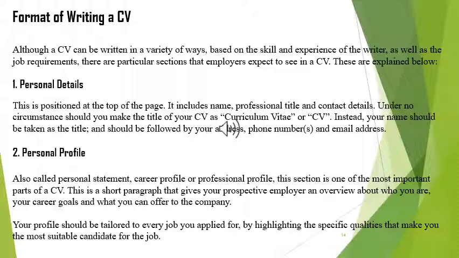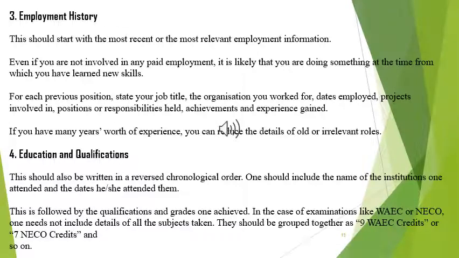So you shouldn't talk about details that are not necessary or important or relevant to this job that you are applying for. So the next thing is to give your employment history, and it should start with the most recent, or even the one that you are doing at the time, because it could be the case that you have a job, but you want to change, or you are applying for another job elsewhere. So you start from the one that you are on, or the most recent employment that you have had.